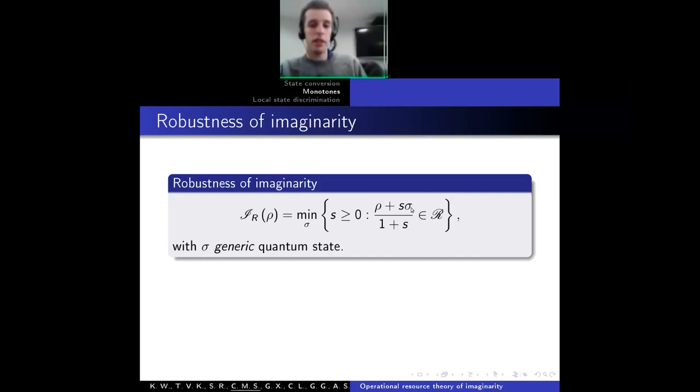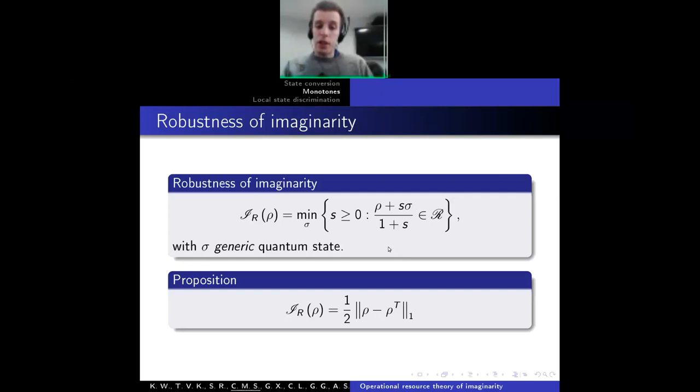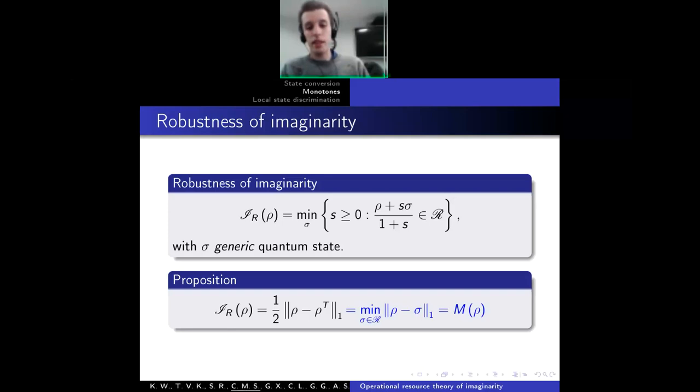Well, if we do the calculation of this, it actually requires quite a bit of work to show. But eventually we find this closed formula for the robustness of imaginarity. Does this remind you of anything? Well, yes, because this is the monotone that was introduced in the work by Hickey and Gore, the monotone associated with the minimum distance from the set of free states. So the robustness of imaginarity in this case coincides with the minimum distance calculated with the one norm.